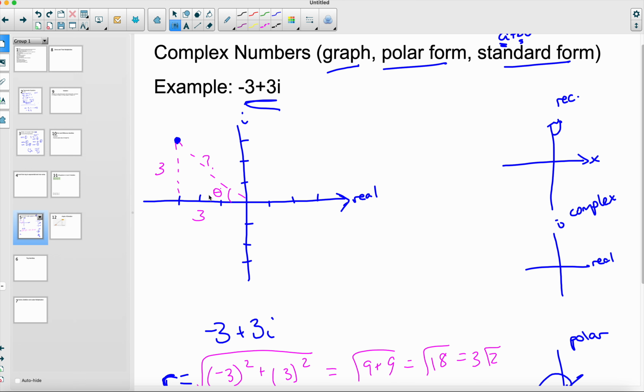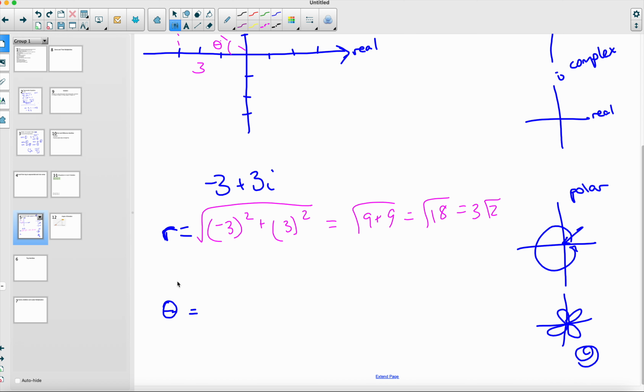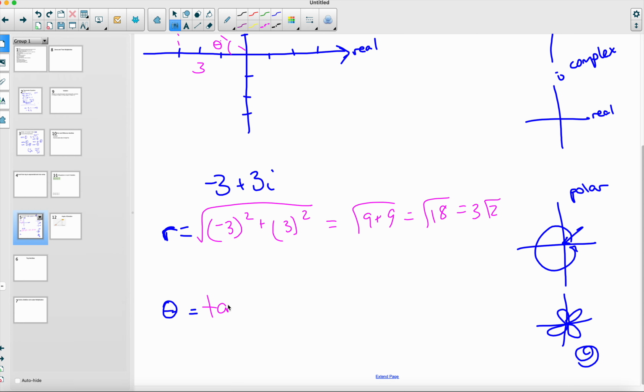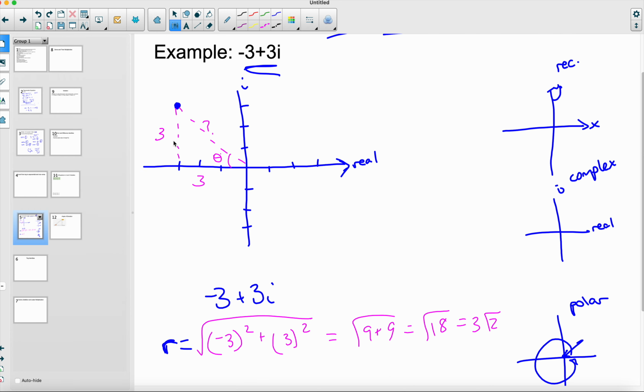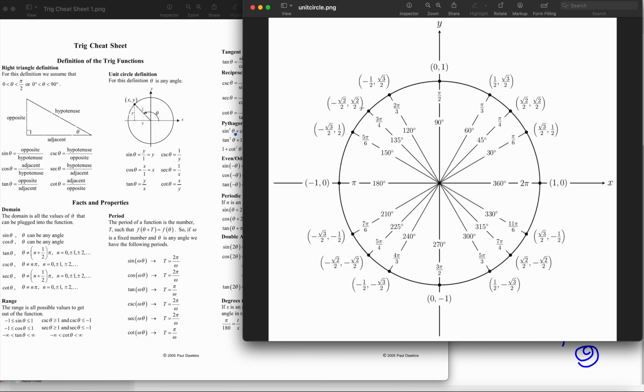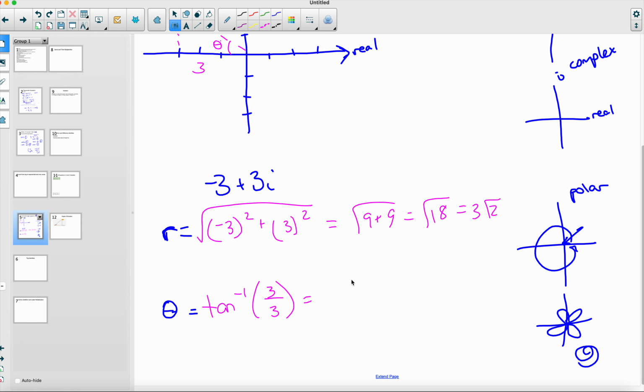How do I determine this angle? Well, we usually use tangent, opposite over adjacent. The tangent of this angle is opposite over adjacent, or the angle is equal to tan inverse of opposite over adjacent. This is just for the reference angle, okay? And where is tangent equal to 1? That reference angle is pi over 4. This is just the reference angle.